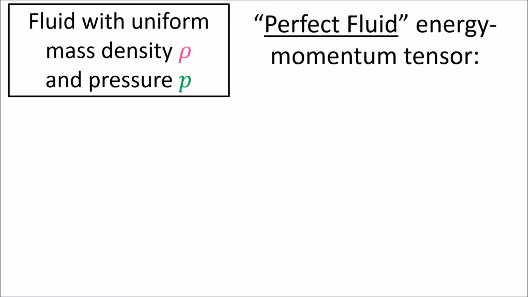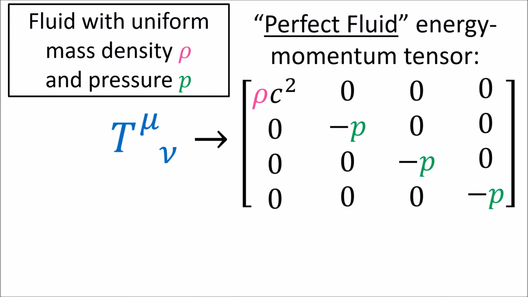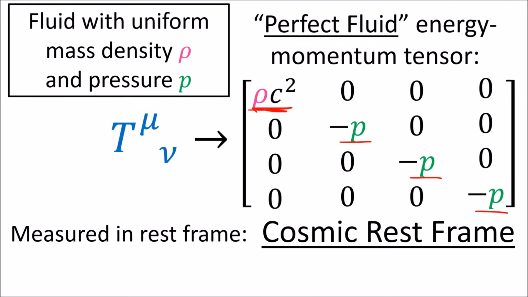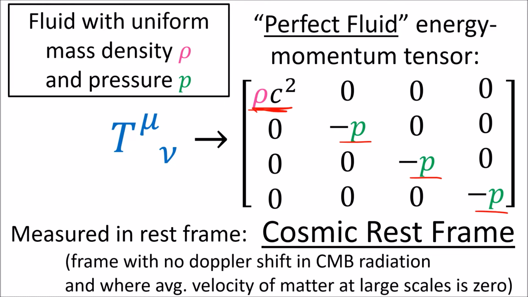We also said that the matter and radiation in the universe can be described by the energy momentum tensor for a perfect fluid, which has uniform energy density ρc² and uniform pressure P in all directions. These can change over time, but they're uniform over space for a homogeneous and isotropic universe. And this tensor's components are measured in the cosmic rest frame, which is the unique frame of reference where the cosmic microwave background radiation has no redshift, and where the average velocity of matter at large scales is 0.